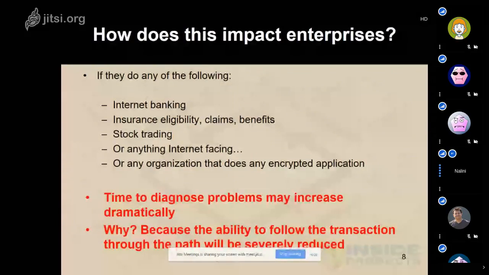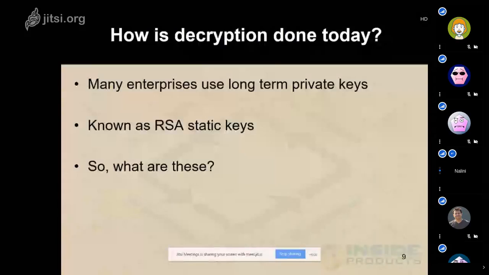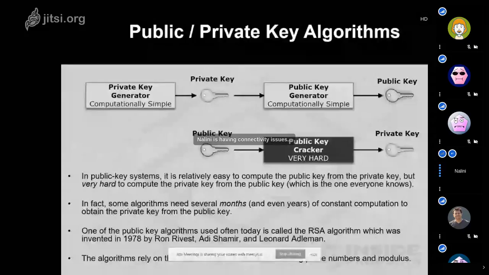So let's get to the meat of how the decryption is done today. Today, we use long-term private keys known as RSA static keys. So let's talk about what that is. Up till now, basically, we've used certain public key, private key algorithms that work in this manner. The basic concept is that you keep the private key to yourself. You keep it hidden. No one should know that. And to generate the public key from the private key, it should be quite simple. But to go the other way, it should be very, very difficult, in fact, nearly impossible to do that.